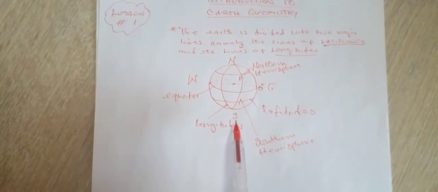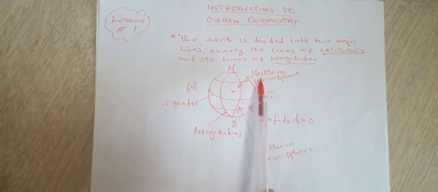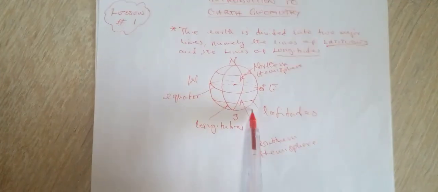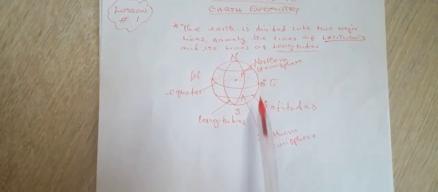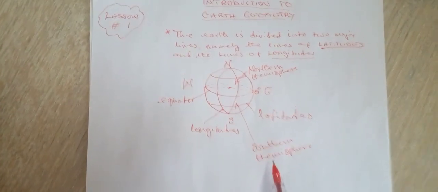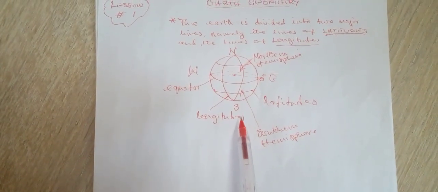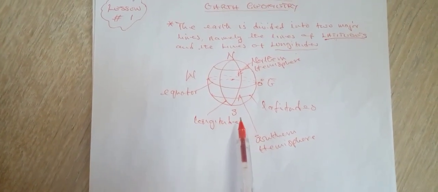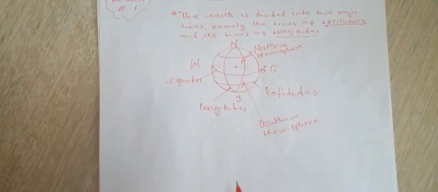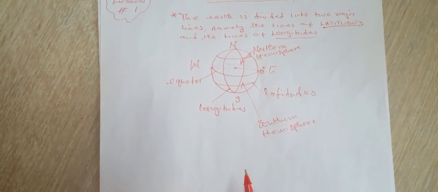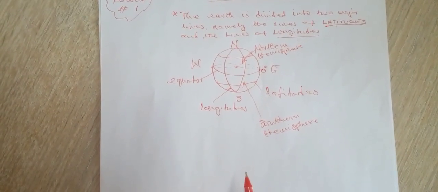Once we understand earth geometry, at this stage you know what latitudes are, what longitudes are, and what the equator does. Therefore, we need to move on to the next stage, which sometimes comes in paper 1. That is naming longitudes and latitudes on the Earth's surface.